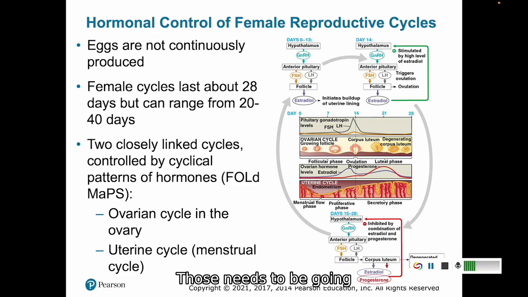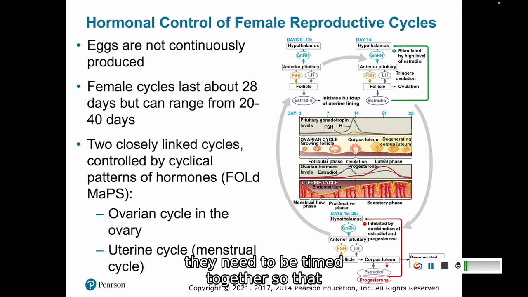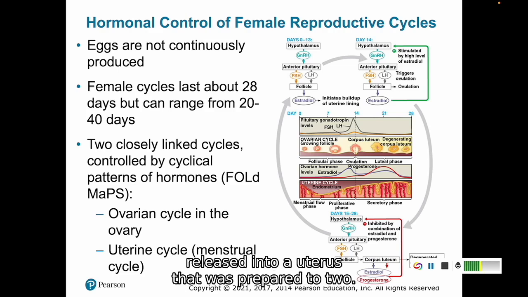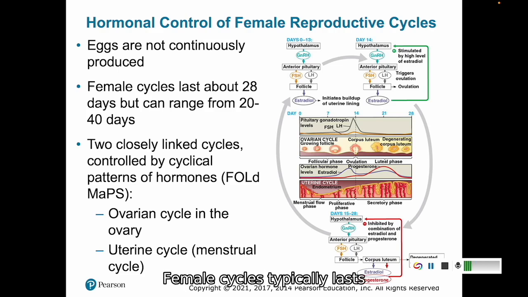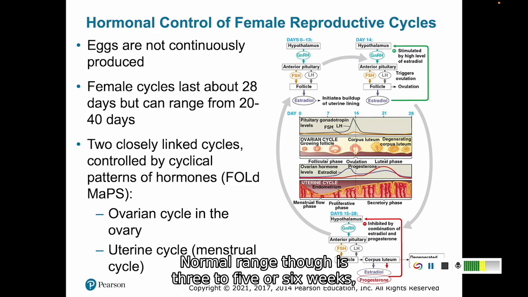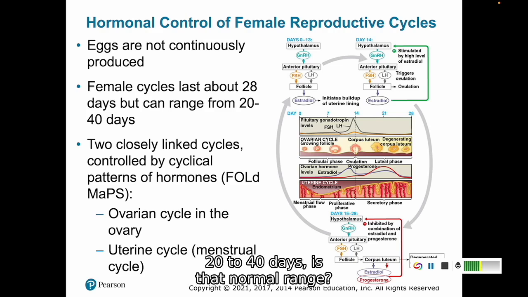Those need to be timed together so that the egg would be released into a uterus that was prepared to house it. Female cycles typically last around 28 days when we're talking about humans. A normal range, though, is 3 to 5 or 6 weeks. 20 to 40 days is kind of that normal range.